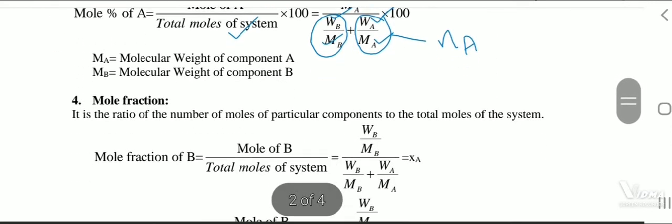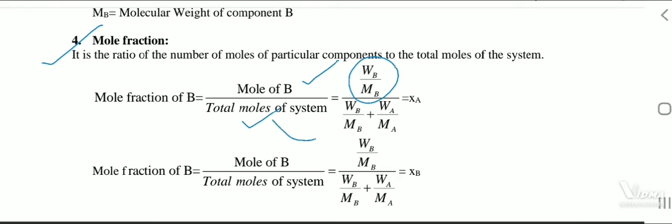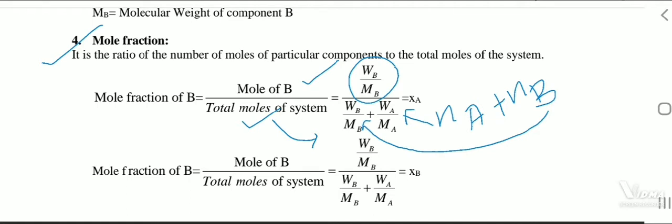Then next comes mole fraction. Mole fraction of B equals moles of B divided by total moles of the system, and moles of B is calculated as weight of B divided by molecular weight of B. Total moles will be equal to Na plus Nb, where Na is weight of A divided by molecular weight of A, and Nb is weight of B divided by molecular weight of B.